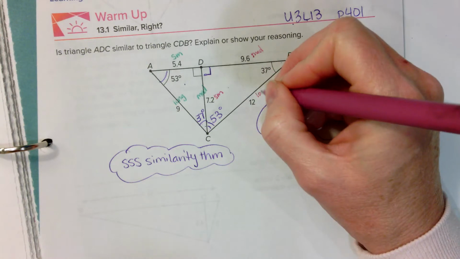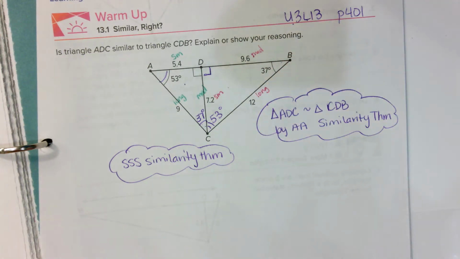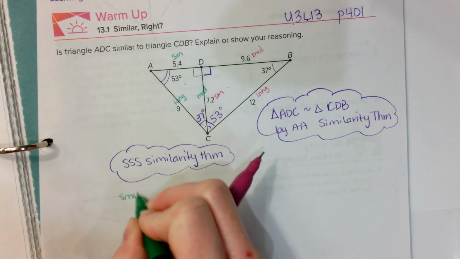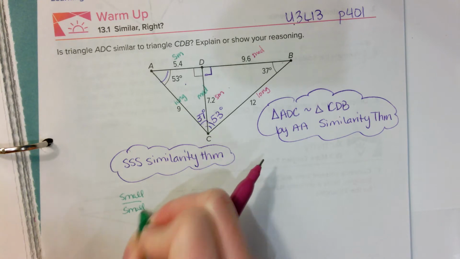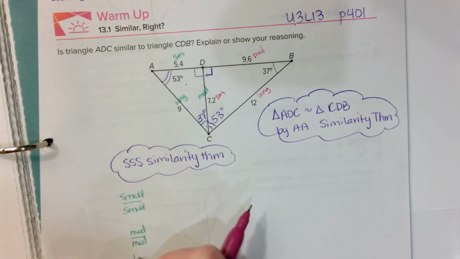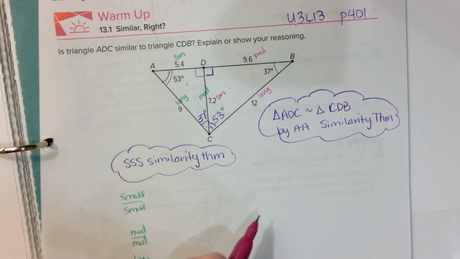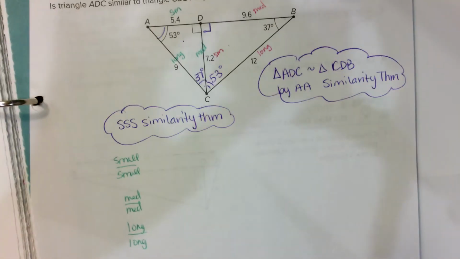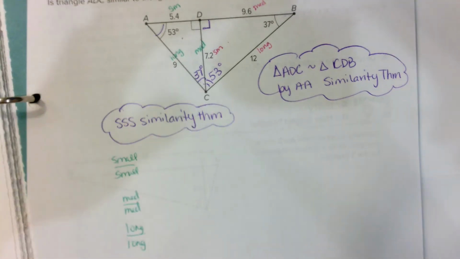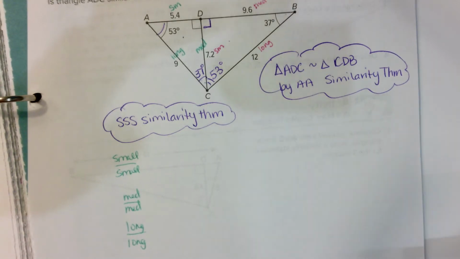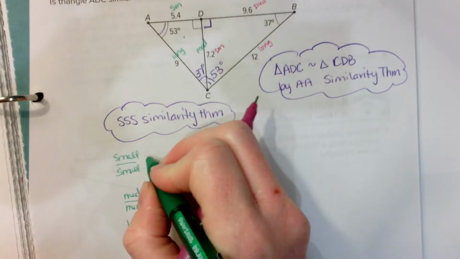So when I go to put my ratios together, you're going to want to write your small over your small. Then you're going to compare your medium over your medium, and then your long side over your long side. Again, it doesn't really matter if you put the bigger number on top or the smaller number on top. You just want to do the same for all three of them. So let's do this one doing the smaller number on top.